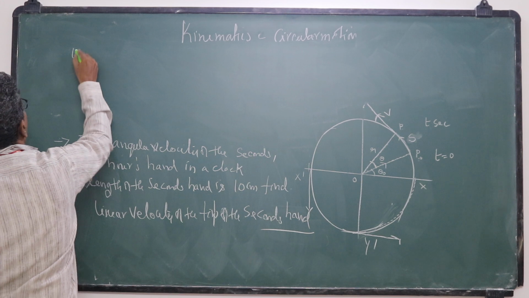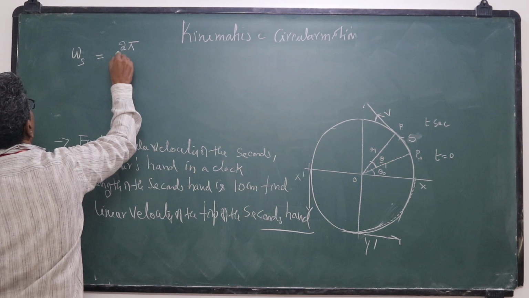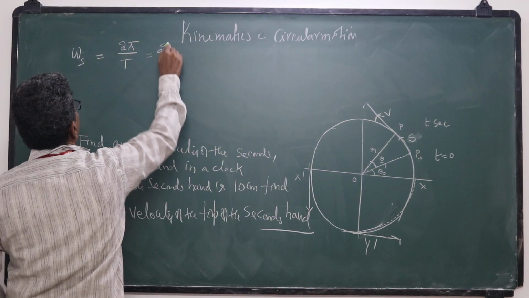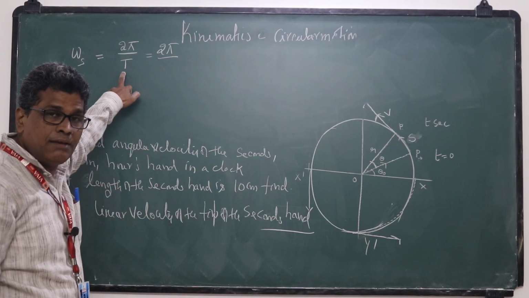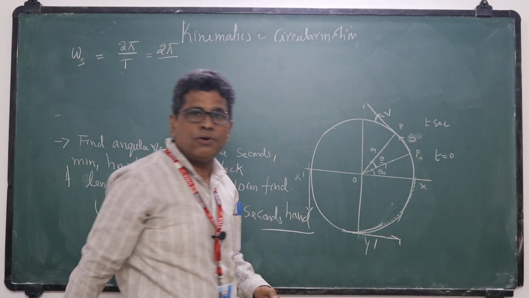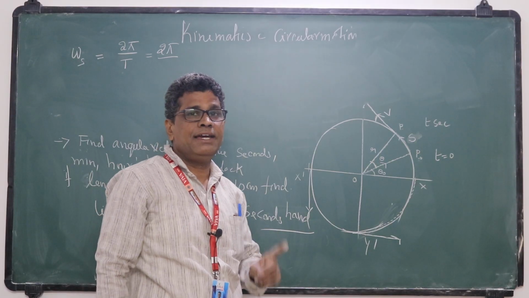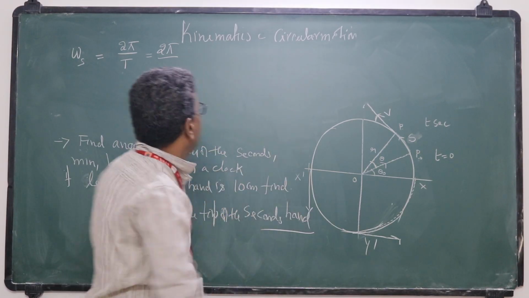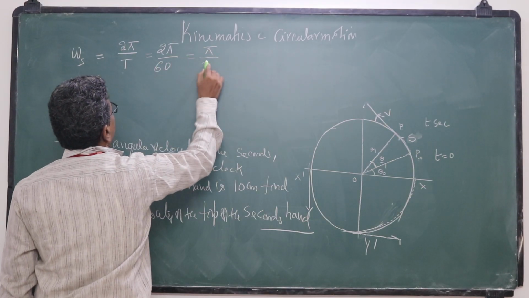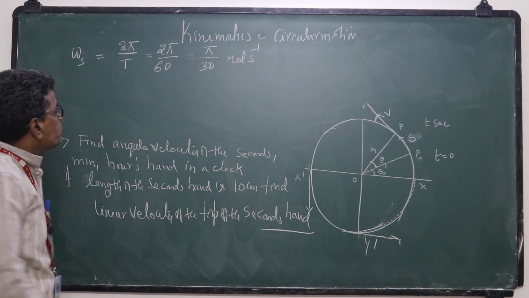The angular velocity of the seconds hand is given by the formula 2 pi by T. What is T? Time period, the time taken for one complete rotation. How much time will it take? The seconds hand takes 60 seconds. So that is pi by 30. Units is radian second inverse.